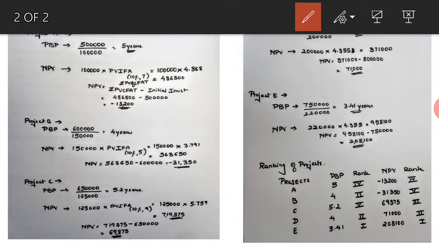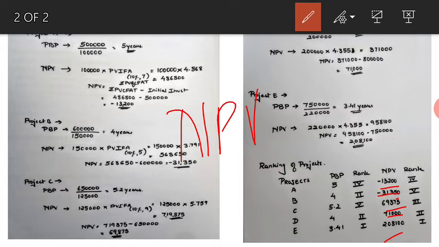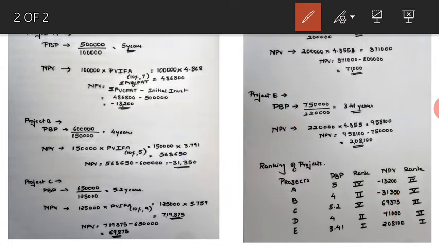Then coming to NPV, the same thing. Projects are there, respective NPVs are written down, and then we have to rank. Now when we are ranking NPV, always remember the project which has the highest NPV would be ranked first. So it is always the greatest NPV which will be ranked first. Which is highest here? It is 2,08,100. So which would be ranked first? That is project E. Then comes 71,000, rank 2, 69,875, rank 3.